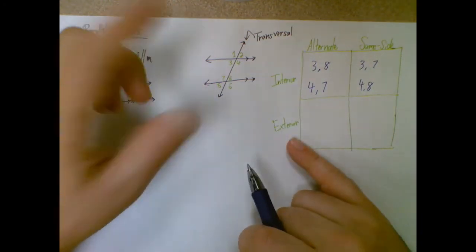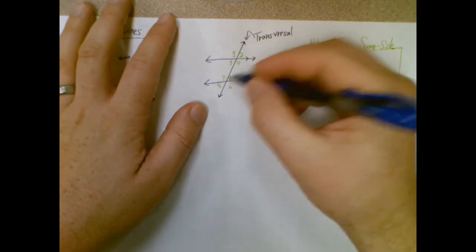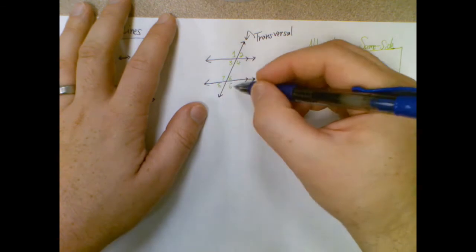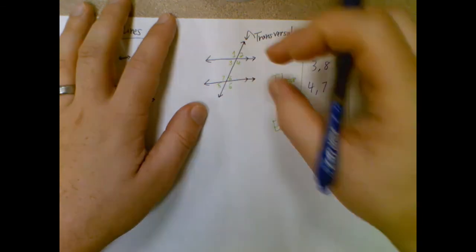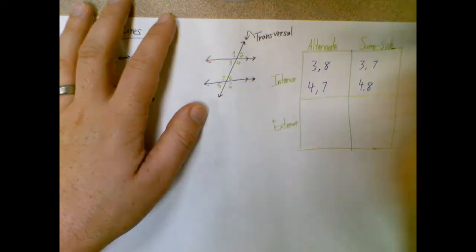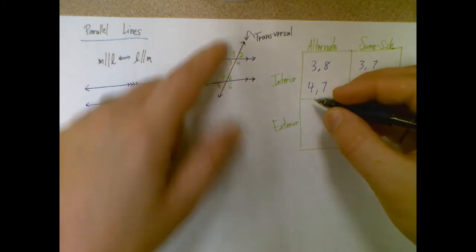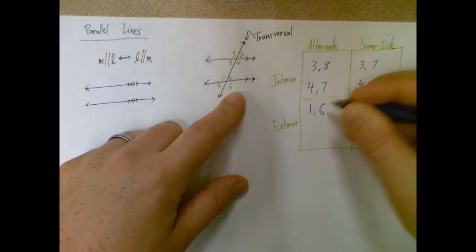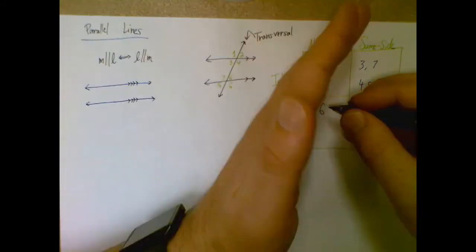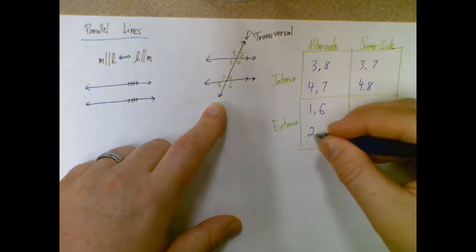For our exterior angles, we're going to do basically the same idea, but instead of using 3, 4, 7, 8, our interior angles, I'm going to use 1, 2, 5, and 6, which are our exterior angles. They're past the parallel line, so above it and below. So our alternate exterior angles would be 1 and 6, because 1's on the left of our transversal and 6 is on the right. And then similarly, 2 and 5.